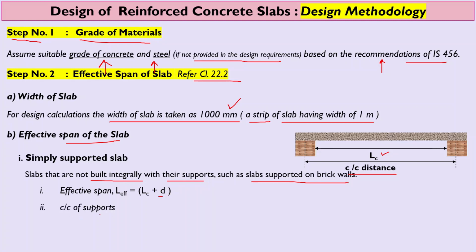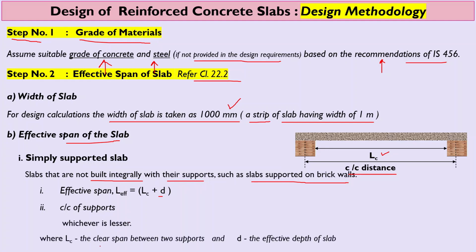Then the second is center to center support, and again we have to take whichever is the lesser value. As we discussed, LC is the clear span between the supports and D is the effective depth of the slab. So this formula or this condition is valid when it is a simply supported type of slab.